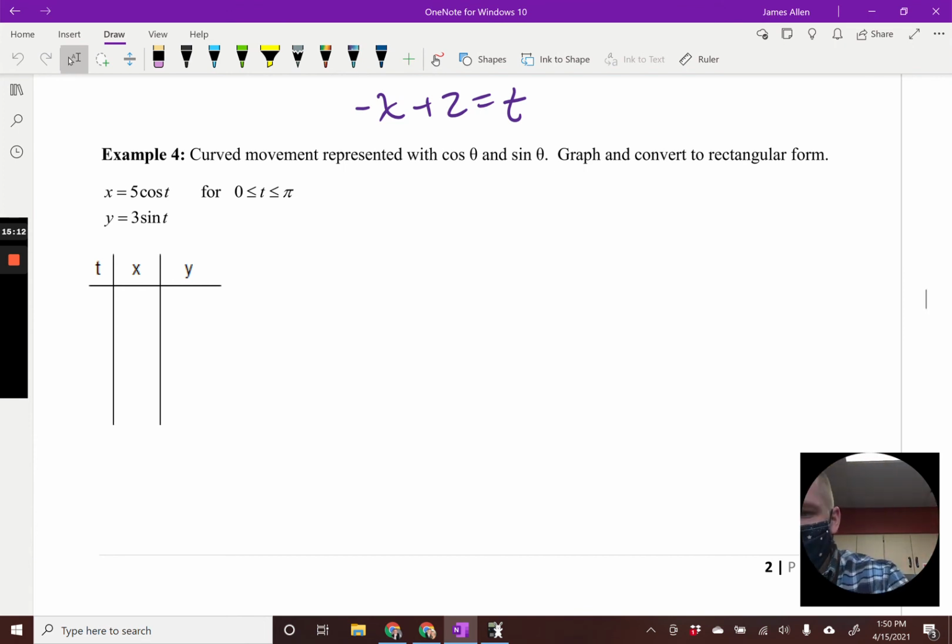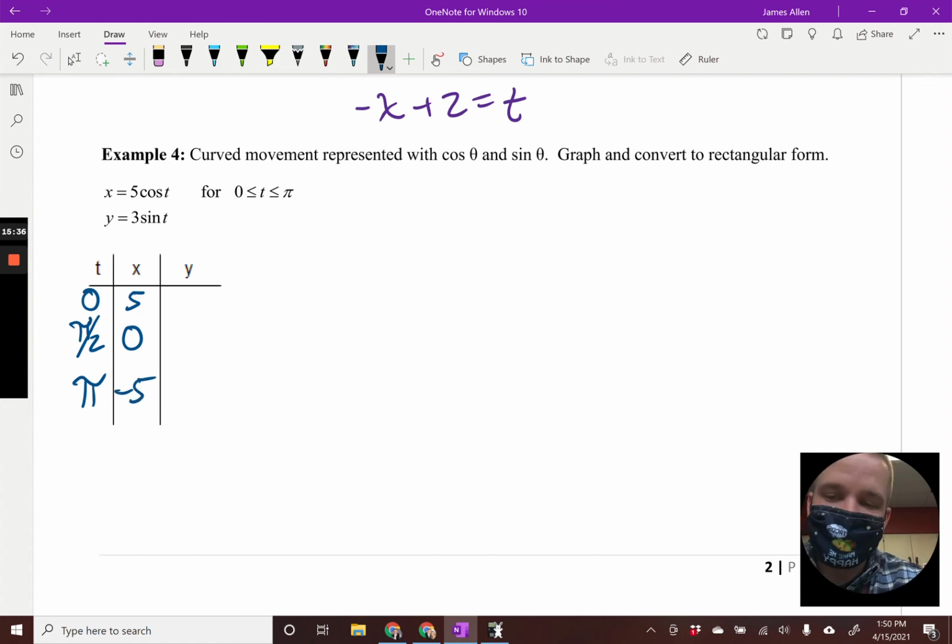How about we do some more familiar trig values? How about 0, pi over 2, and pi. So now if I plug in 0, cosine of 0 is 1. 1 times 5 is 5. Cosine of pi over 2 is 0, times 5 is 0. And for pi, that'd be negative 1 times 5 is negative 5.